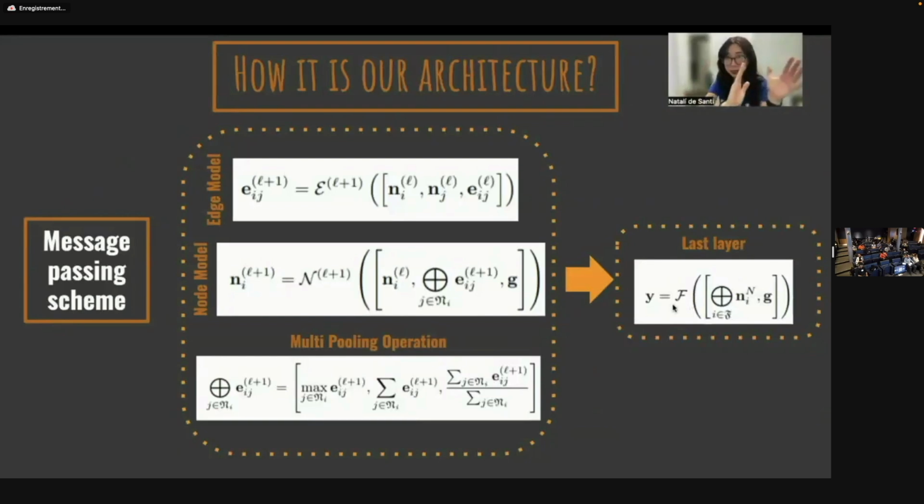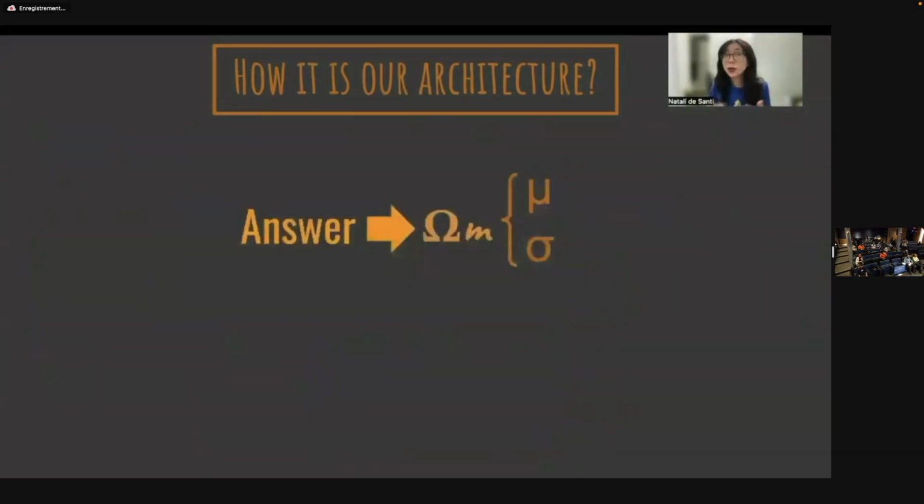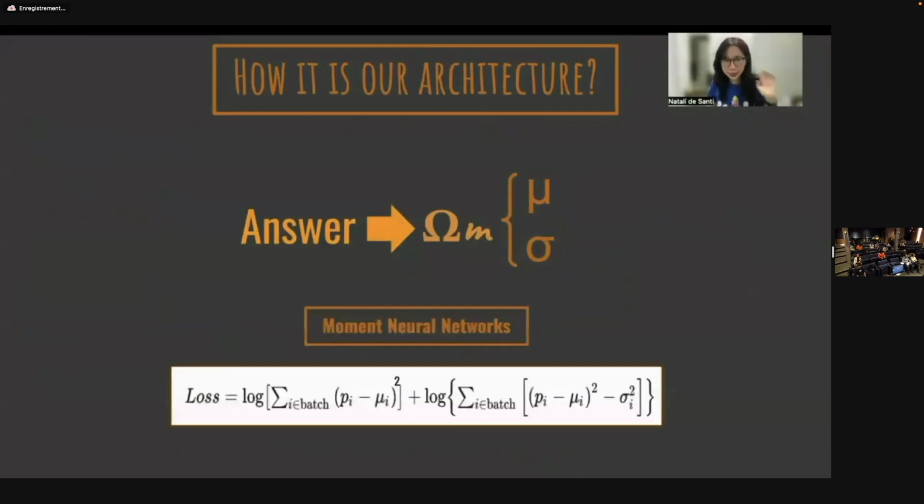So we have a galaxy catalog, and then we have the updated version taking into account the small and the larger scales. And then at the end of the day, we are inferring omega matter, which is an answer. And then we are inferring the mean and the standard deviation for omega matter. So this is not a simple architecture. We are taking into account a graph neural network together with a moment neural network. And this is responsible for predicting the first moment and the second moment.